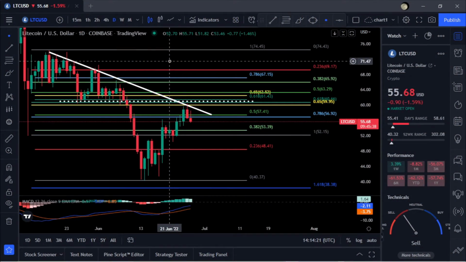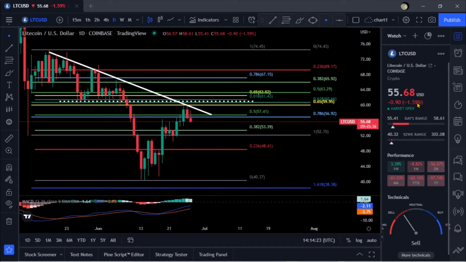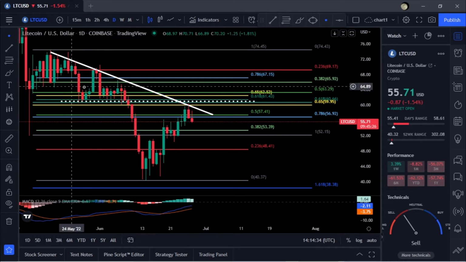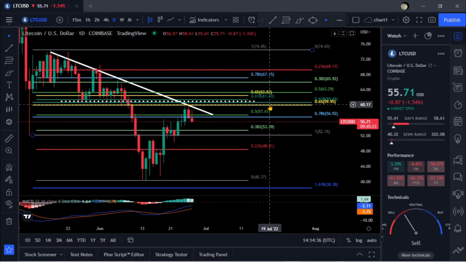We are looking at Litecoin and it's at 55.68. It's only up a little over 3% for the week. And you can see the downtrend here. It's getting stuck at it again. Pretty much support back here turned resistance at this 618 on both fibs here.